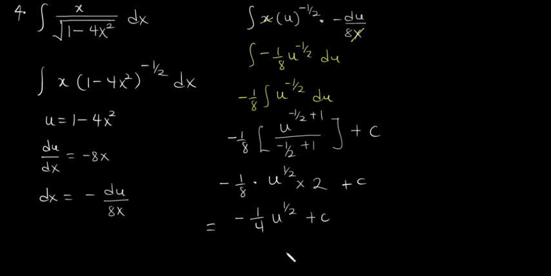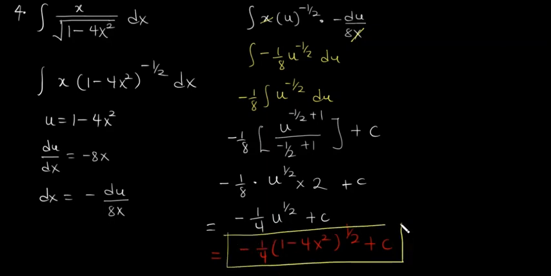But don't forget our answer must be in terms of x, because that was the variable that the question was given in terms of. So at the end our answer will be equal to minus 1 on 4, and our u is now (1 minus 4x squared) to the power half, plus the constant of integration. So this will be our answer. This is how to go about these types of questions.